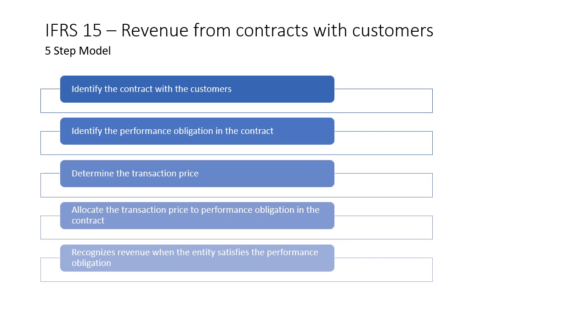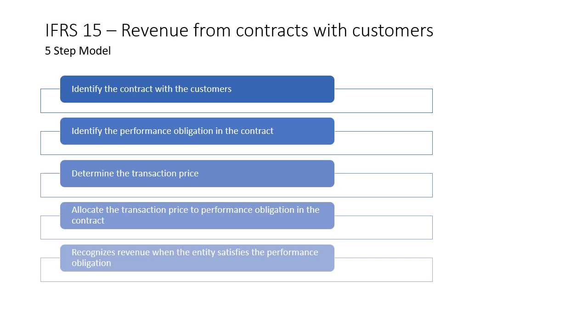Now, once the transaction price is determined, the next step is to allocate the transaction price to the identified performance obligations in the contract. This would be a very important step for a multiple element contract where there are multiple performance obligations and the entity needs to assess how to allocate the transaction price to each of the performance obligations.